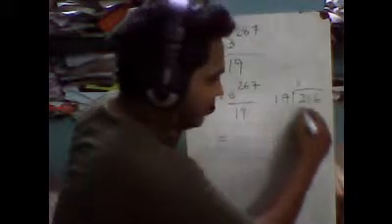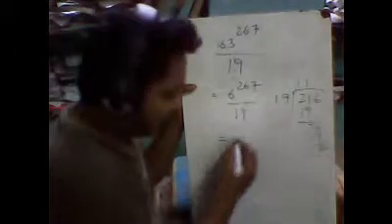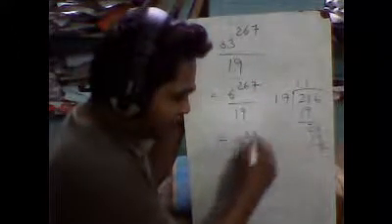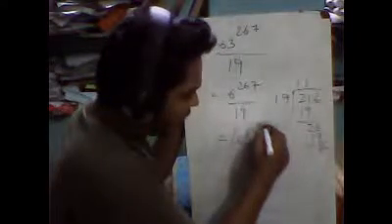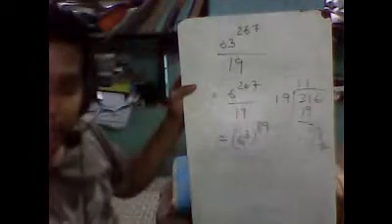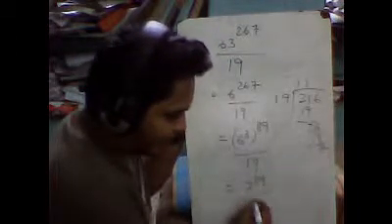Now let us take 6. 6 square is 36. 6 cube is 216. 216 when divided by 19, the remainder is 7. 6 to the power of 267 is nothing but 6 cube, the whole raised to the power of 89, divided by 19. Now the individual remainder of 6 cube is 7. This is nothing but 7 to the power of 89 divided by 19.